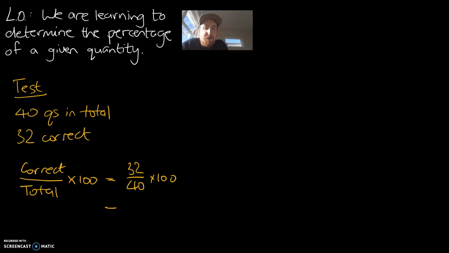You are allowed to use your calculators to assist you with the maths like this, but I know that 32 out of 40 is 4 out of 5. And I would get 0.8 if I did that in the calculator. And then I'm going to times that 0.8 by 100, and that's going to leave me with 80%. So I got a test score of 80%.